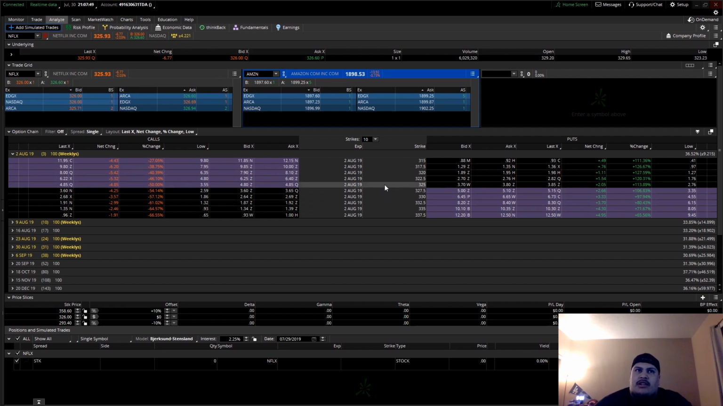One thing I want to point out real quick is that on the right you have puts, and when you're buying puts, you're making a bet that the stock is going to move to the downside. I remember this by saying put down, like when you put something down. Just something silly I try to help myself remember. If it helps someone else, great.